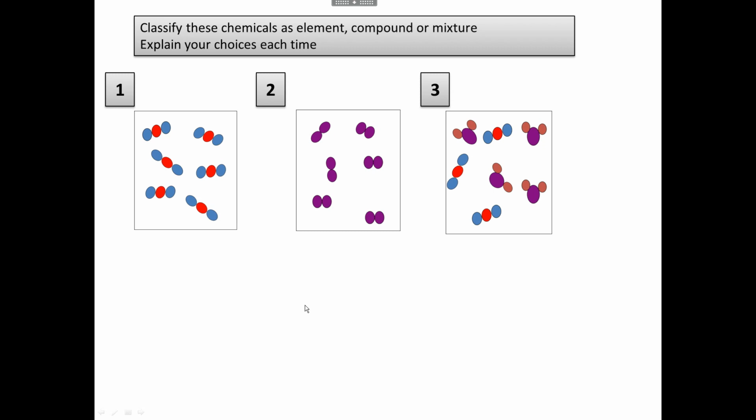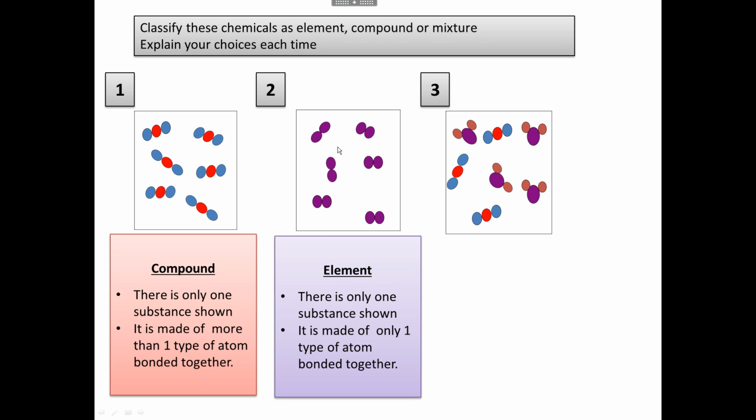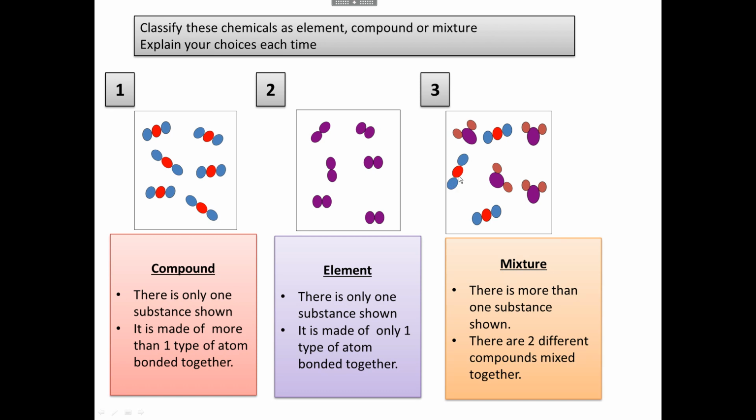Let's look at these examples. Number 1 is a compound, more than one type of atom bonded together. Number 2, an element made of one type of atom only. Number 3 is a mixture of 2 compounds.